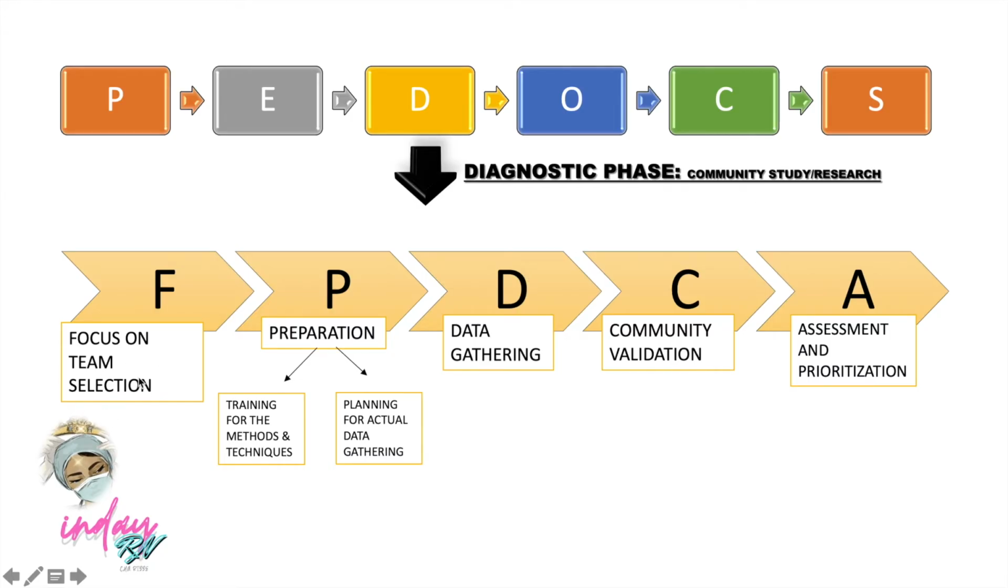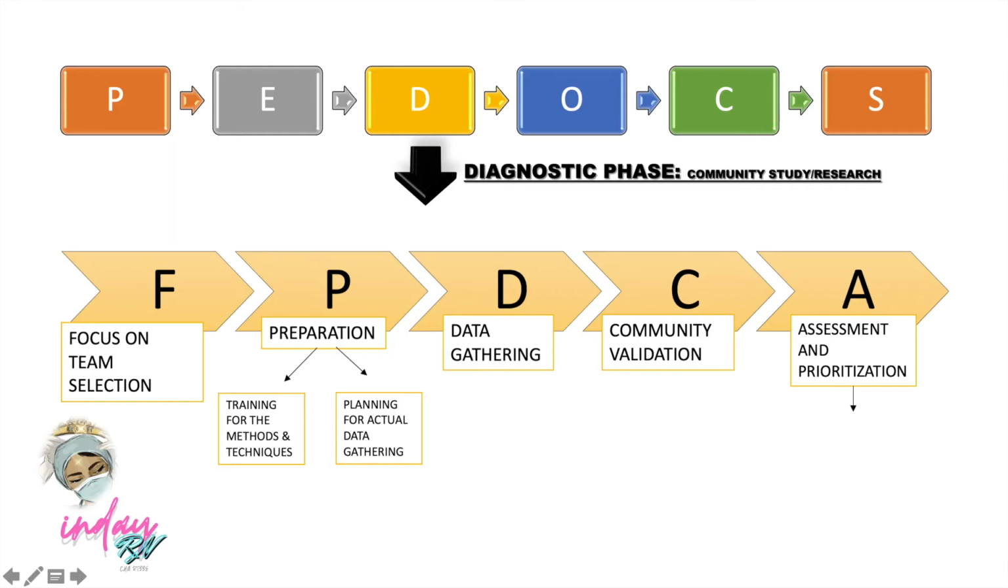Once you already have the team, you need to prepare them in the methods or techniques that they are going to use, and you need to work hand in hand in planning for the actual data gathering. Once that is done, you are now ready to do the data collection with the community and do some community validation. And of course, the last one in this phase is the assessment and prioritization of problems. Okay? Remember FPDCA.